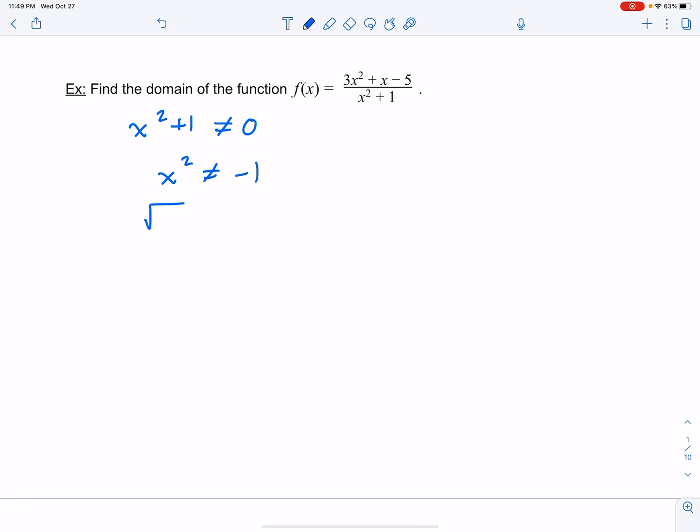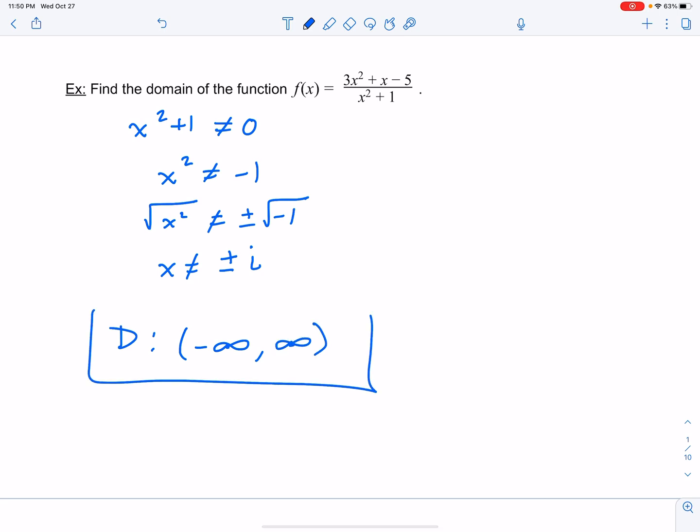We take the square root to get rid of the square. When we take the square root, it could be the positive or negative. So here we would get x cannot be equal to plus or minus the square root of negative 1. We know that's just i. Well, i is not a real number. i is an imaginary number. It's a purely complex number. So we don't have any real numbers that are going to make our denominator equal to 0. So here our domain is going to be the set of all real numbers from negative infinity to positive infinity.